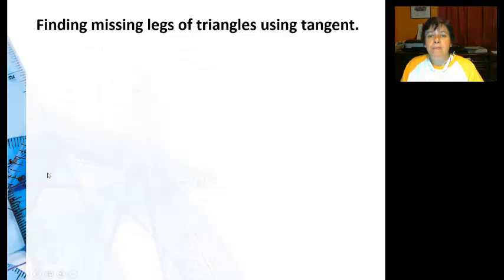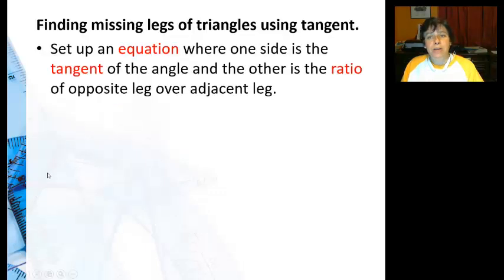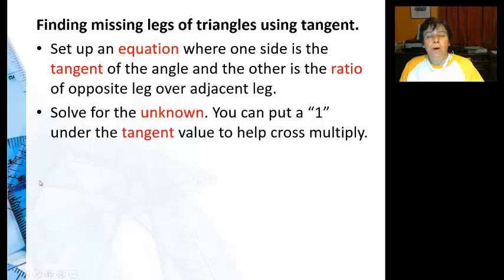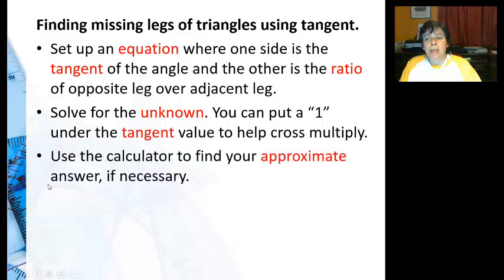And then what we're going to do is set up an equation where one side is the tangent of the angle and the other is the ratio. So it's going to be tan of the angle, with parentheses on it, equals opposite leg over adjacent leg. And one of those will probably be an X or a Y or something. Then solve for the unknown. You can put a 1 under the tangent value to make it easier and cross multiply. Use the calculator to find your approximate answer if necessary.